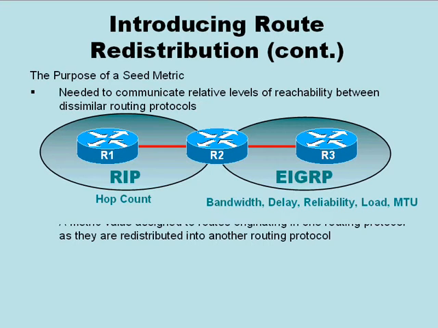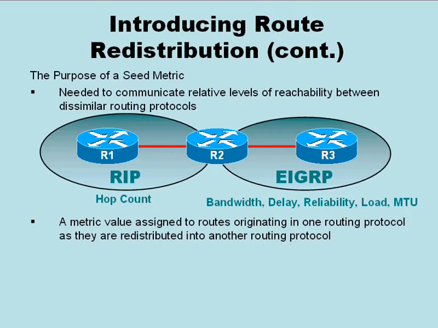So what we can do is, in the boundary router, we can define a seed metric. And this seed metric can assign, in this case, a hop count to routes coming from EIGRP into RIP, and it could assign a default EIGRP metric for routes coming from RIP and going into EIGRP.